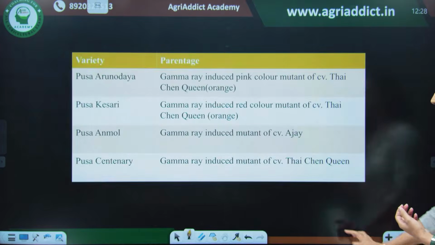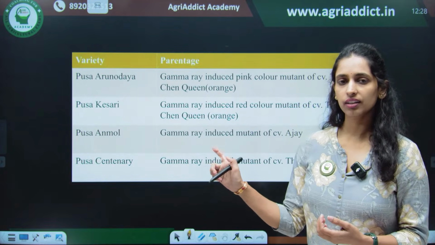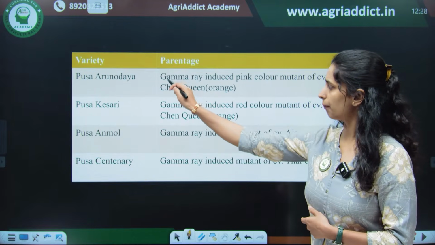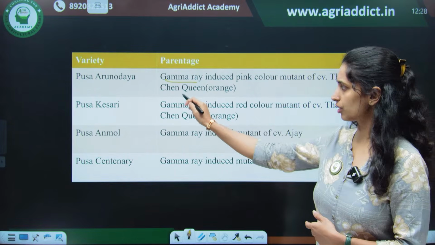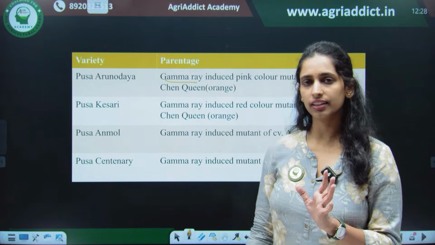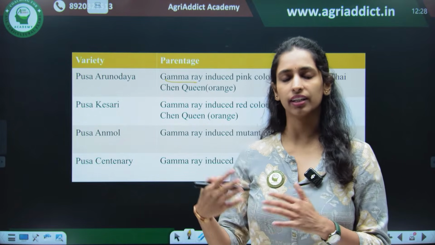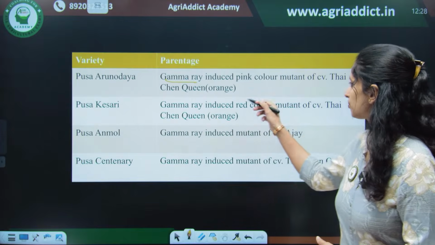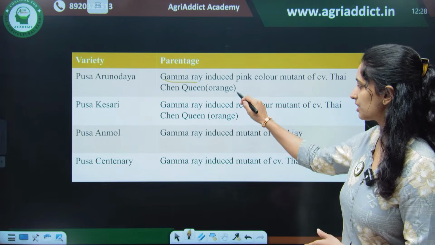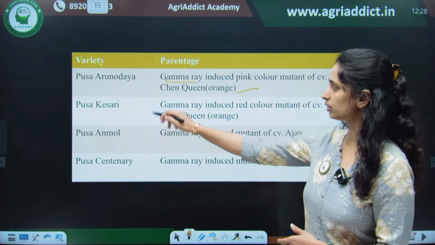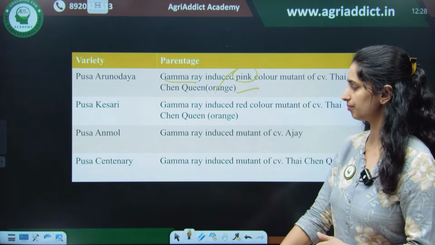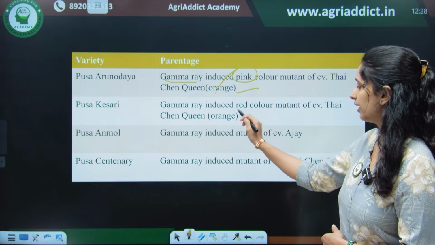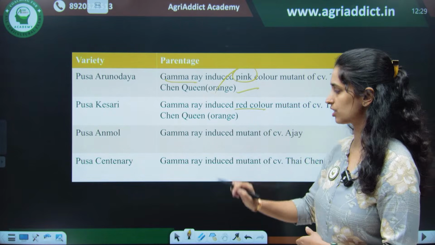So we will see other mutants. First one is Pusa Arunodaya. Pusa Arunodaya is a gamma ray mutant of Taichin Queen. चाइना में तो क्राइसैंथेमम का रिसर्च ज्यादा होता है, so they have taken the China variety and they have mutated. Taichin Queen is having the orange color and Pusa Arunodaya having the pink color. And next one is Pusa Kesari. This is also a gamma ray mutant, red color mutant of same Taichin Queen.